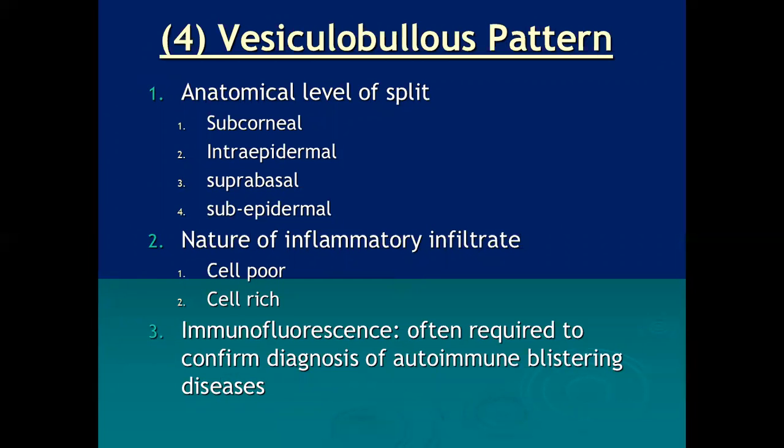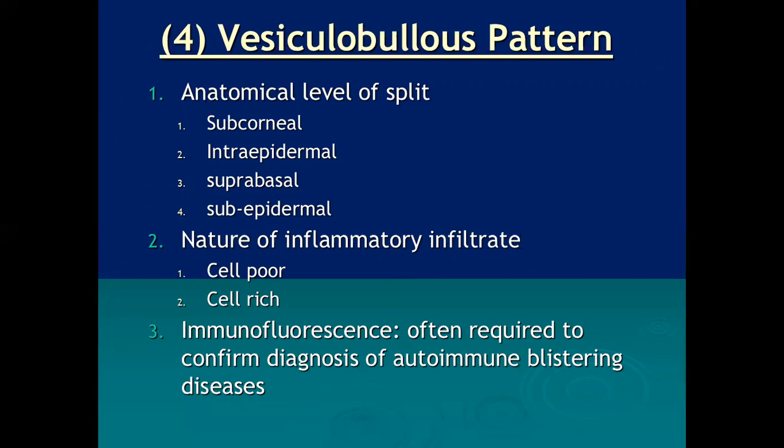The fourth pattern, which we should all remember and recognize, is the presence of a vesicle or a blister in the skin biopsy. The blister can be subcorneal, intraepidermal, suprabasal, or subepidermal. So once a blister is seen, it is mandatory that you determine the anatomical location of that blister. The second thing to note is whether the blister contains an inflammatory infiltrate or is cell poor.